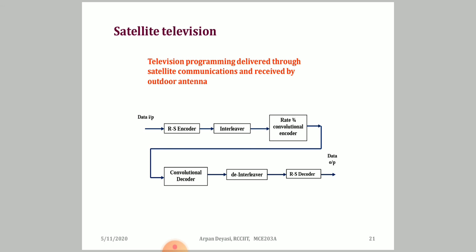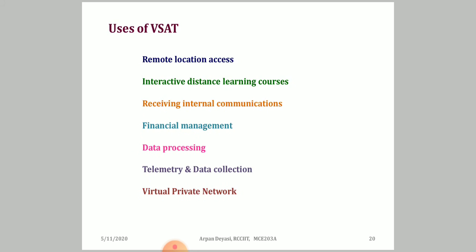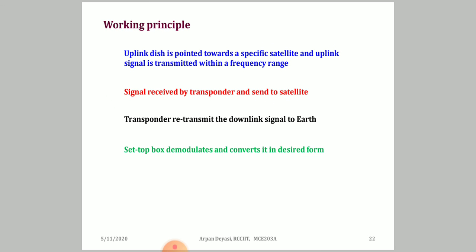You have to go into the convolutional encoder and Reed-Solomon encoder in a little bit more detail. Sorry for changing the slide. So how it works: the uplink dish is pointed towards a specific satellite and the uplink signal is transmitted within a frequency range. So the frequency range should be defined at first. Then the signal is received by the transponder and sent to the satellite. The satellite sends the downlink signal, again the transponder receives it and resubmits to the Earth station. It's basically the same procedure of the transponder which I explained in one of my previous lectures, which is available on my YouTube channel. And then the set-top box demodulates and converts it to the desired form.